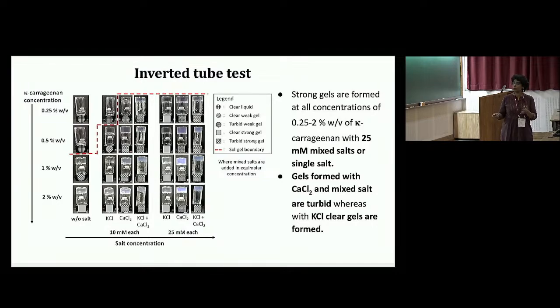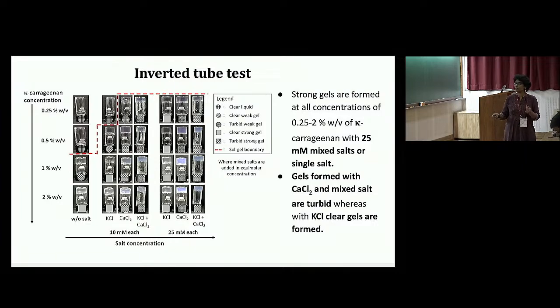So these are without the electrolytes, and this is with the electrolytes. There are two concentrations, 10 millimolar and 25 millimolar each. And in the literature, people, even for potassium chloride, have gone to very high concentrations of 100 millimolar or so, which we haven't. So from these first visual observations, we could say that strong gels are formed at all concentrations which we have studied with this concentration of salt.